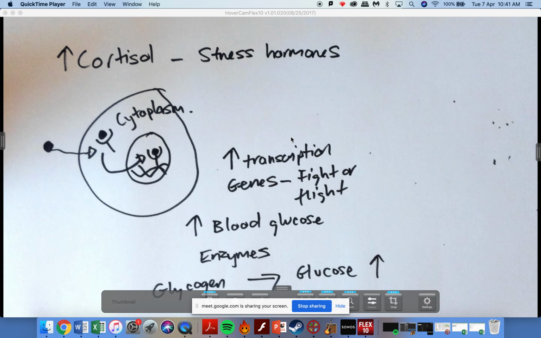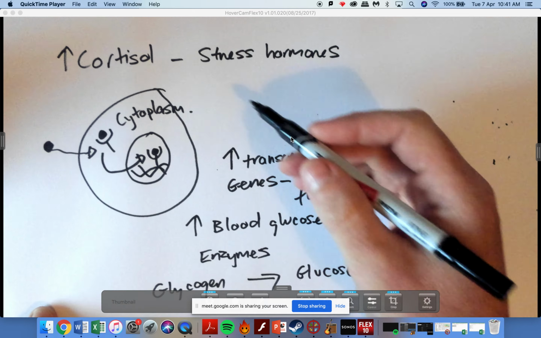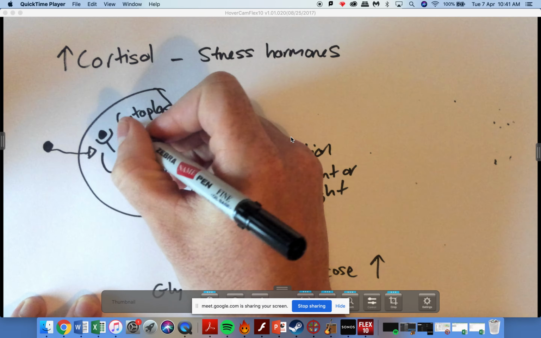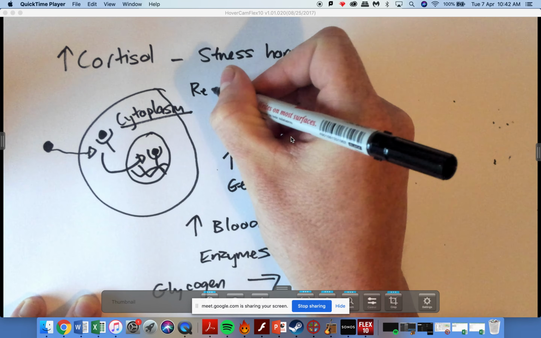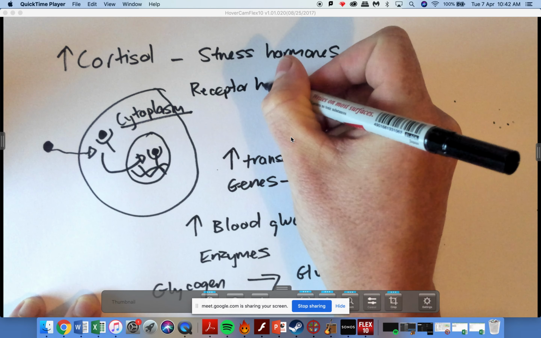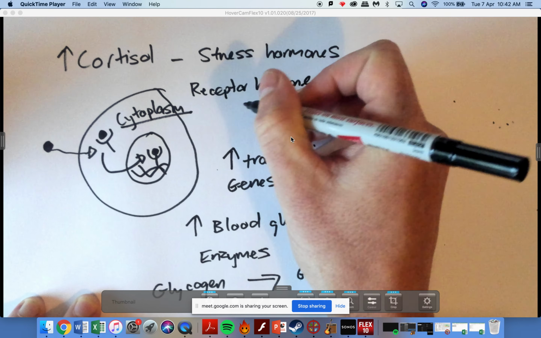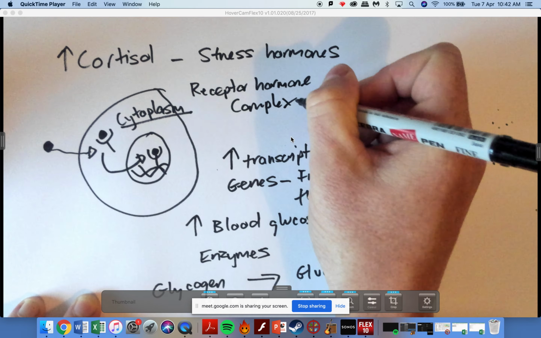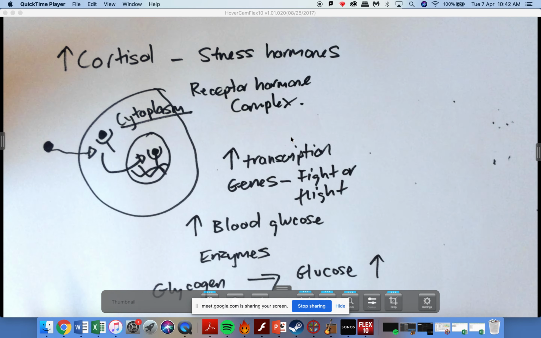And that can be a bad thing when there's not actually a fight or flight situation. You might be stressed for other reasons, and then you don't actually use the glucose. So it can be implicated in diabetes as well. Okay, so that's cortisol. It goes through and in the cytoplasm, that's where we get the receptor hormone complex being formed. Okay, that's the first two.